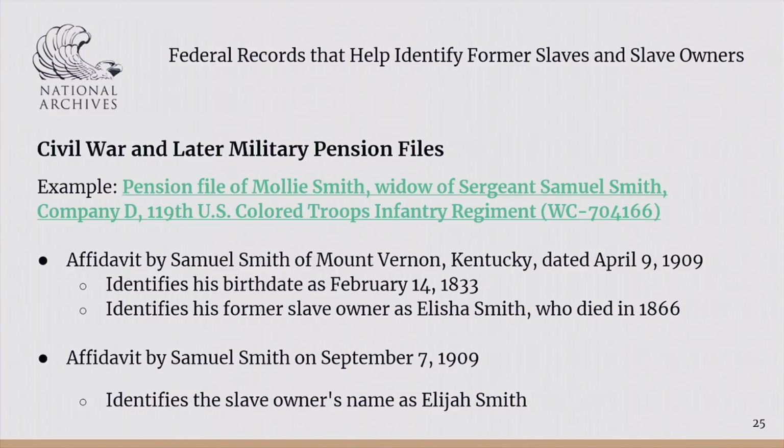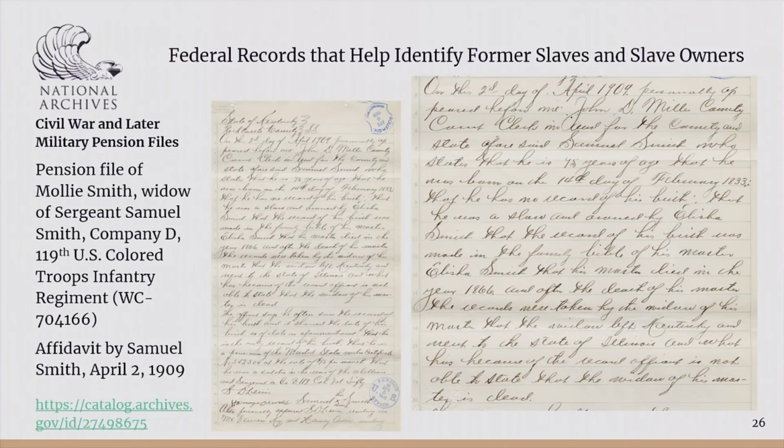It includes an affidavit by Samuel Smith of Kentucky, dated April 9, 1909, in which he identifies his birth date as April 14, 1833, and his former slave owner as Elisha Smith, who died in 1866. There's also a second affidavit in the file which provides slightly conflicting information, in which it identifies his former slave owner as Elijah Smith.